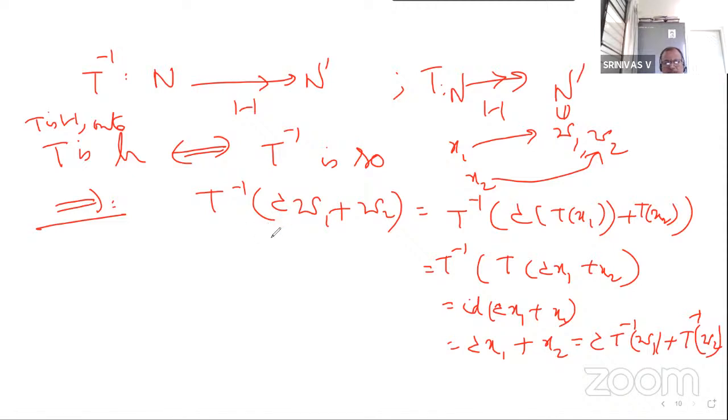That's how T inverse of (C W1 + W2) is C times T inverse W1 plus T inverse W2. Therefore, T inverse is linear. Okay, you can prove the converse. If you assume this, you can prove this.